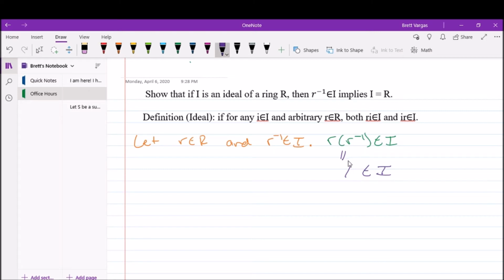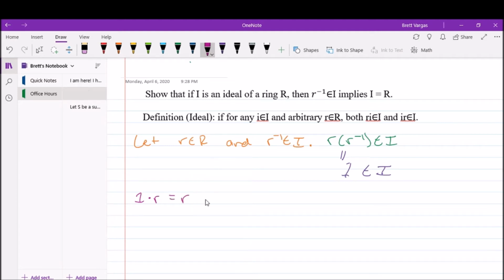But if 1 is an element of an ideal, so now I've gotten a new idea. I've got a new element in I. I found 1 is in the ideal. And let's see how I can use that. So now I'm going to do another thing. Let's look at 1 times R. Well, 1 times R is just equal to R.